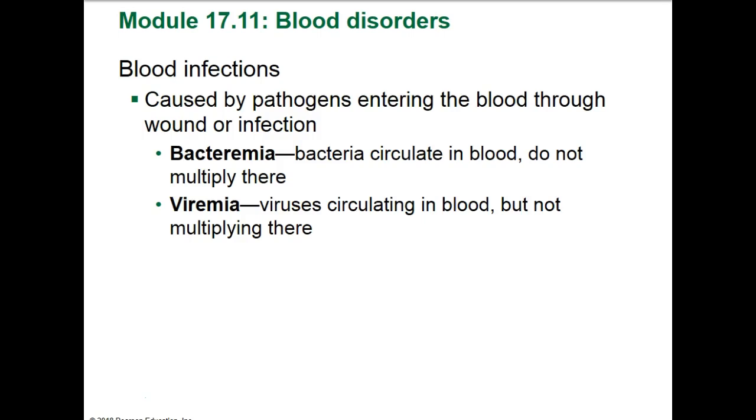And of course, we can tell a lot from blood as far as infections. Bacteremia is when you see bacteria circulating in the blood, and viremia is when you see viruses circulating in the blood. In both of these cases, though, the organisms are not multiplying in the blood.